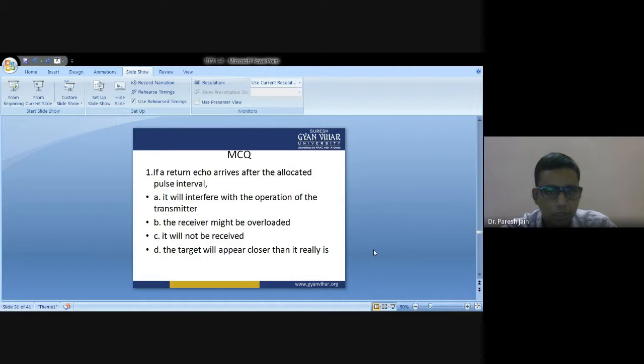First question, if a return echo arrives after the allocated pulse interval, option A, it will interfere with the operation of the transmitter. B, the receiver might be overloaded. C, it will not be received. D, the target will appear closer than it really is.